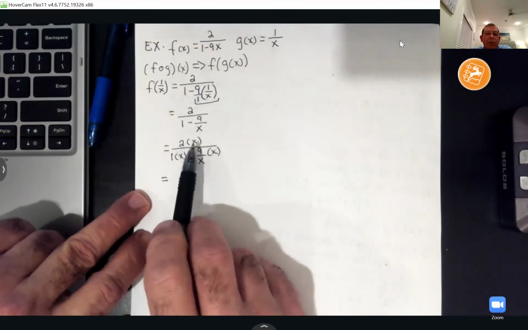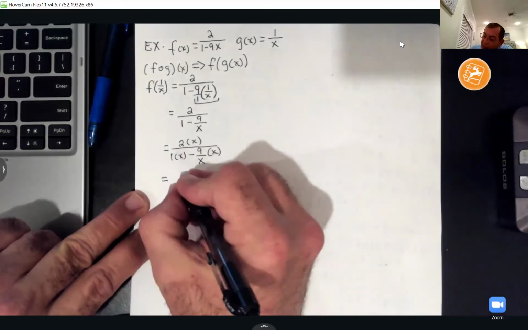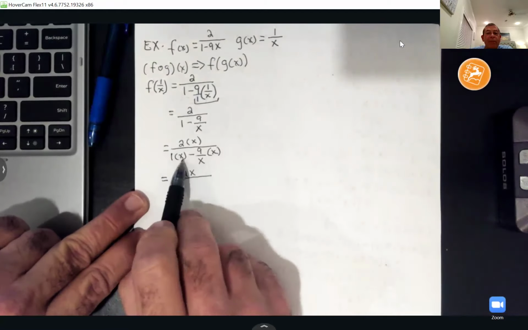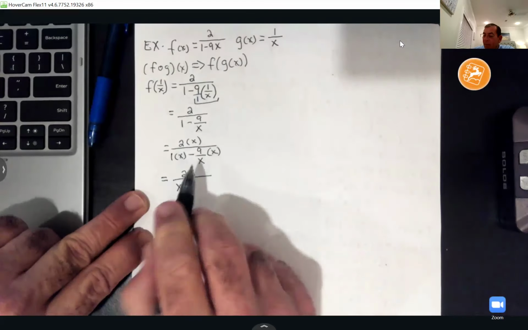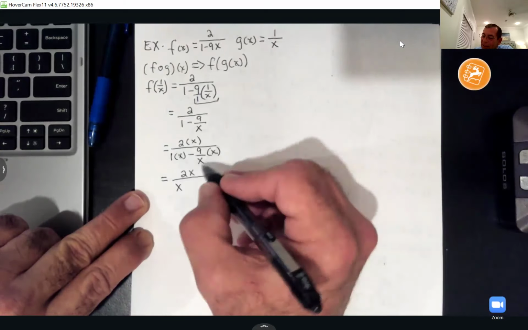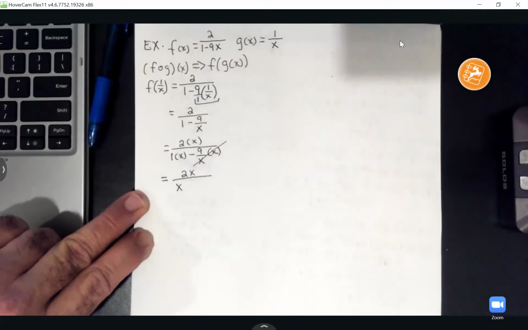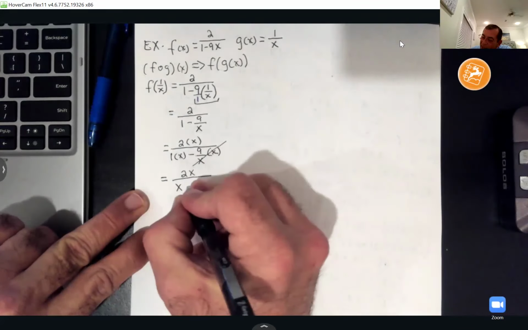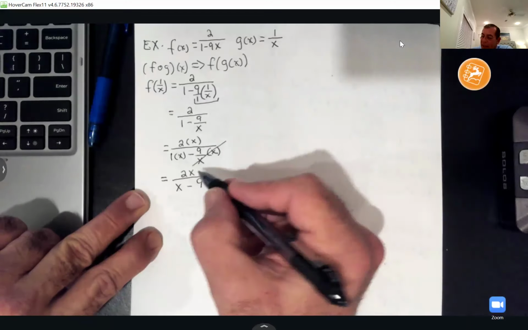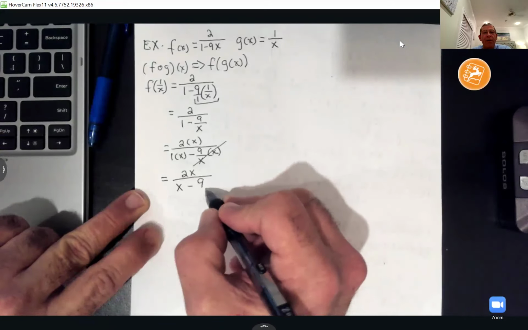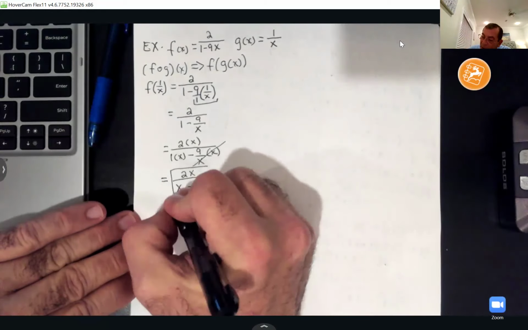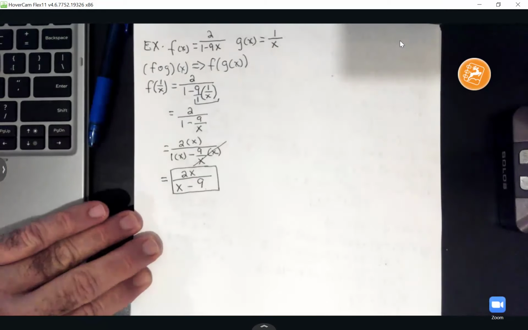Well, y'all, let's see if this works. On top, 2 times x is a 2x. On bottom, 1 times x is x. But y'all, what happens here? What about these x's? Don't they cancel out? They're going to cancel out. So that's just going to be an x minus 9. Now, I got a numerator. I got a denominator. I don't have extra fractions in that. So guess what, y'all? This is our final answer.